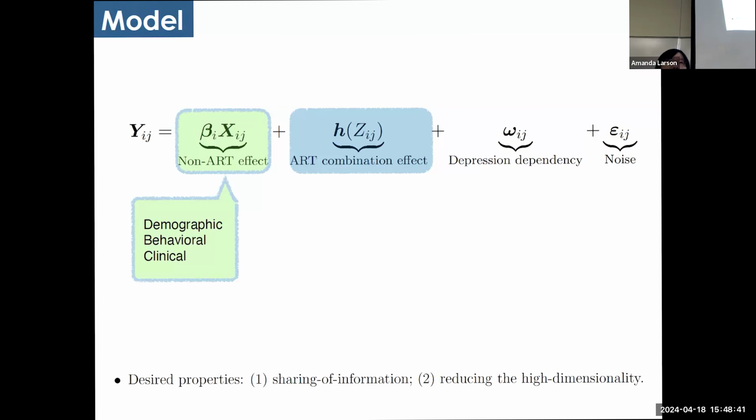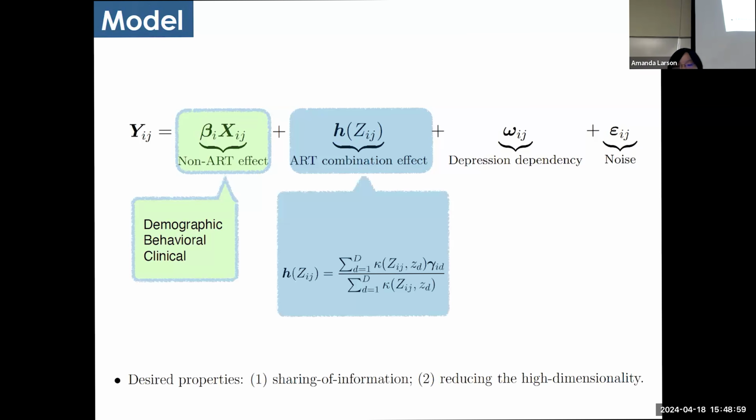For example, if we have two regimens, even if they have different drugs, if they are from the same drug class, that means they share similar mechanisms, and we hope their drug effect would be similar. So it's kind of sharing information among different regimens. We would also like to reduce the high dimensionality because we have thousands of possible drug combinations. So how can we reduce the high dimensionality when we estimate the effect?